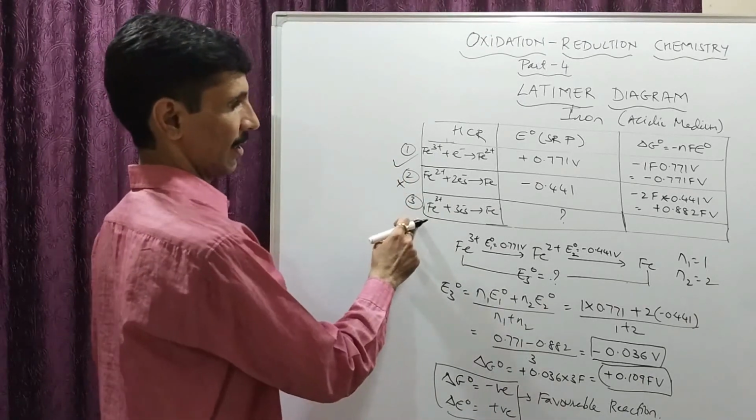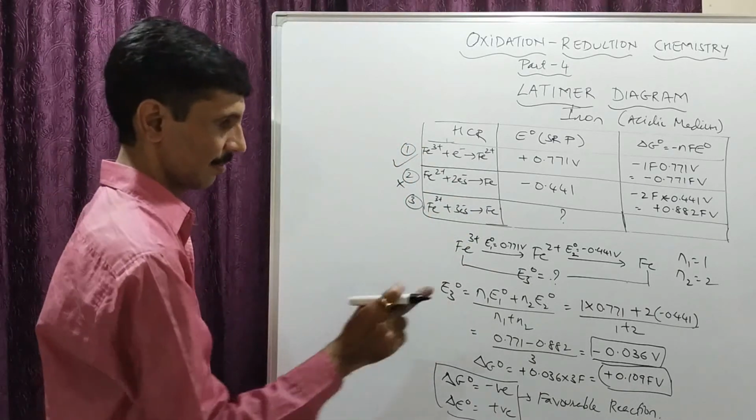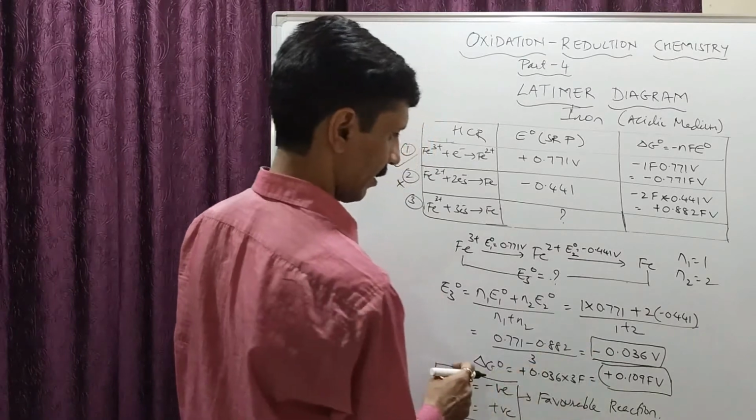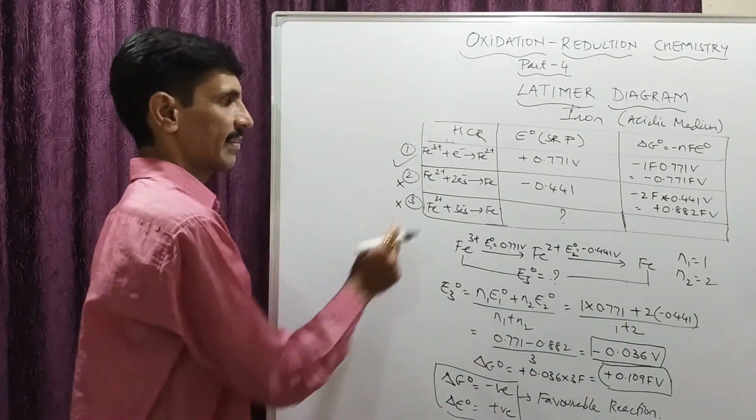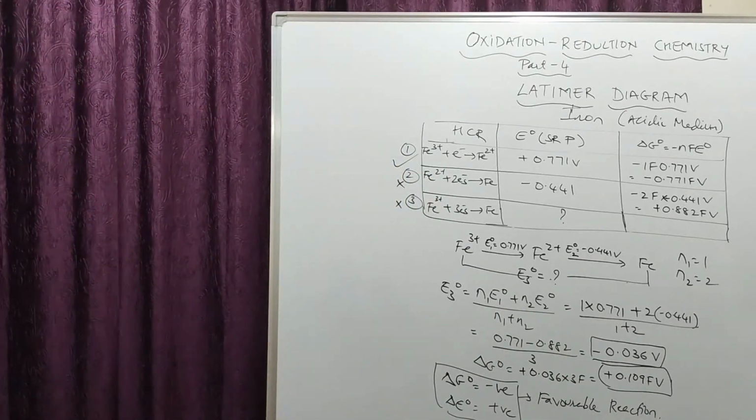Now the third one, ferric ions gaining 3 electrons to give you an iron atom. Now here in this case, E naught is negative and delta G naught is positive. So once again, it's not favorable. So the second and the third reaction are not favorable, my dear friends. Only the first reaction is favorable, which has delta G naught as negative and E naught as positive.